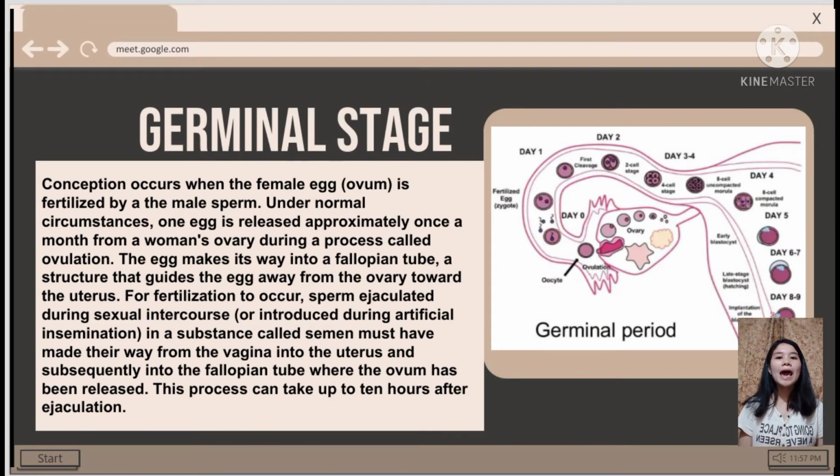Conception occurs when the female egg is fertilized by the male sperm. Under normal circumstances, one egg is released approximately once a month from a woman's ovary during a process called ovulation. The egg makes its way into a fallopian tube, a structure that guides the egg away from the ovary toward the uterus. For fertilization to occur, sperm ejaculated during sexual intercourse in a substance called semen have made their way from the vagina into the uterus and subsequently into a fallopian tube where the ovum has been released. This process can take up to 10 hours after ejaculation.